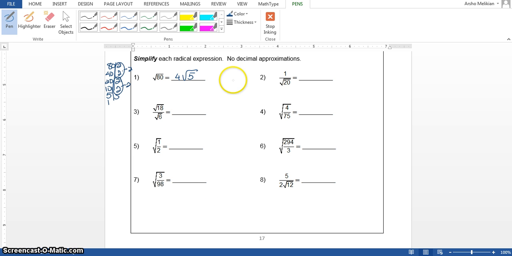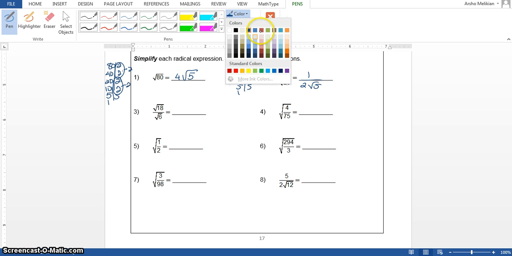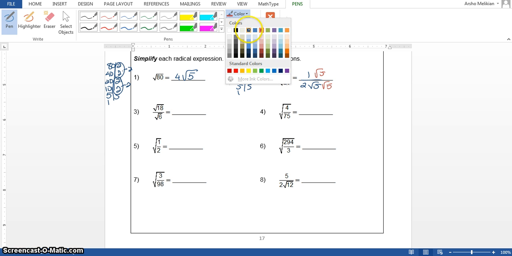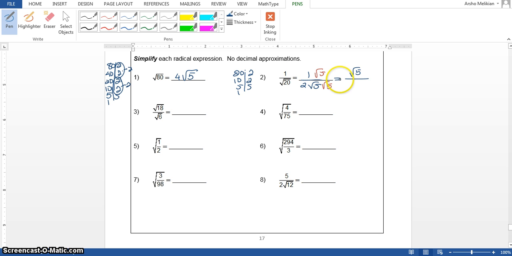Now, in this case, I need to simplify the 20. So it's 1 over 2 root 5. Now, remember, we cannot have roots at the denominator, meaning I have to multiply top and bottom by root 5. So what I get now is root 5 on top, and on the bottom I get 2 times what? 2 times just 5. This gives me 10. So it's root 5 over 10 as the final answer.